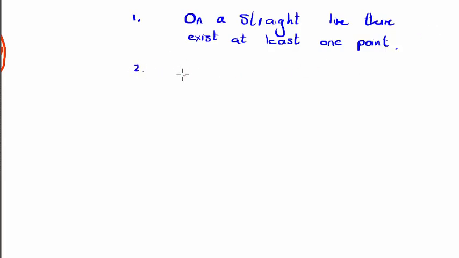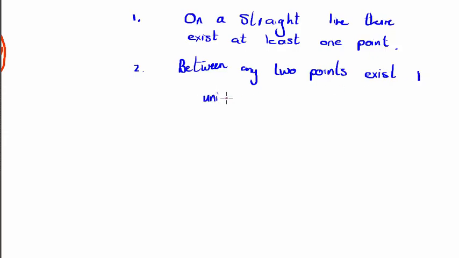The second assumption is that between any 2 points exists one unique line. This is Euclidean geometry. Now, on Earth, that's not true. In other words, if I had 2 points, there's only one way of drawing a straight line through those 2 points. I can only draw one straight line through those 2 points.